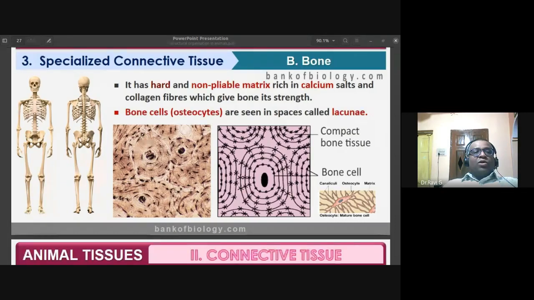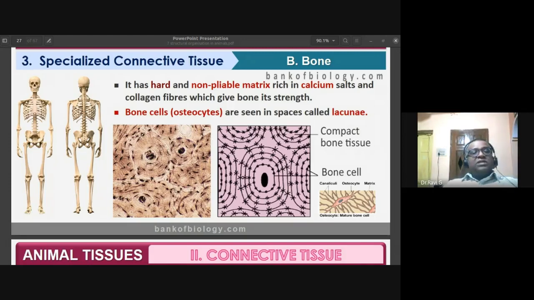And non-pliable matrix. So the bone is the second type of specialized connective tissue. It is a hard and non-pliable matrix, which is rich in calcium salts and collagen fibers, which give bone its strength. But if you compare it to the cartilage, it is a hard and pliable matrix, rich in chondroitin salts. But here it is a hard and non-pliable matrix, rich in calcium salts and collagen fibers.